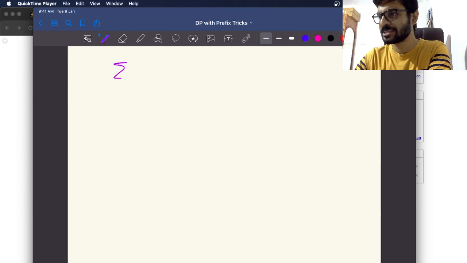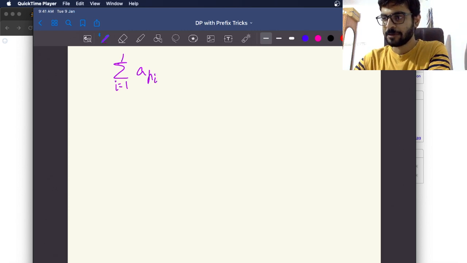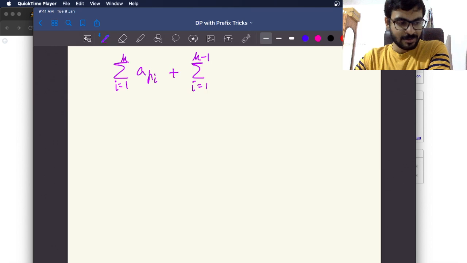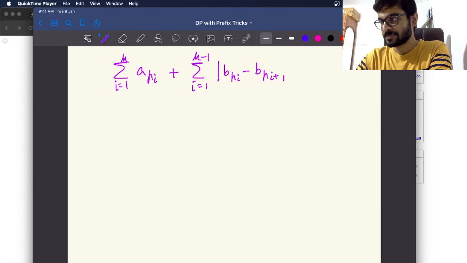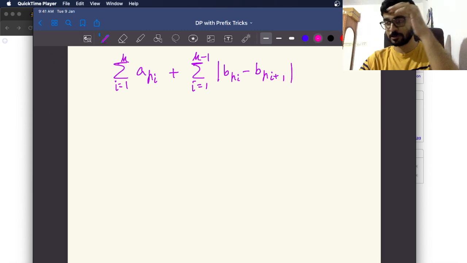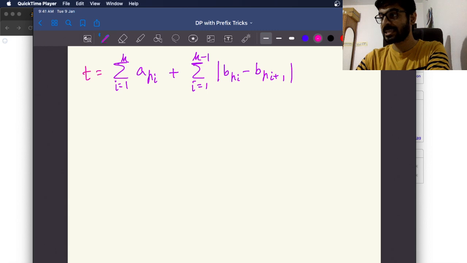So this is our expression: summation of A of Pi, i goes from 1 to K, plus summation i equals 1 to K minus 1, absolute value of B Pi minus B Pi plus 1. Now, whenever you have this sum of absolute values, this is the time, and this time you basically have to keep as less than or equal to L.